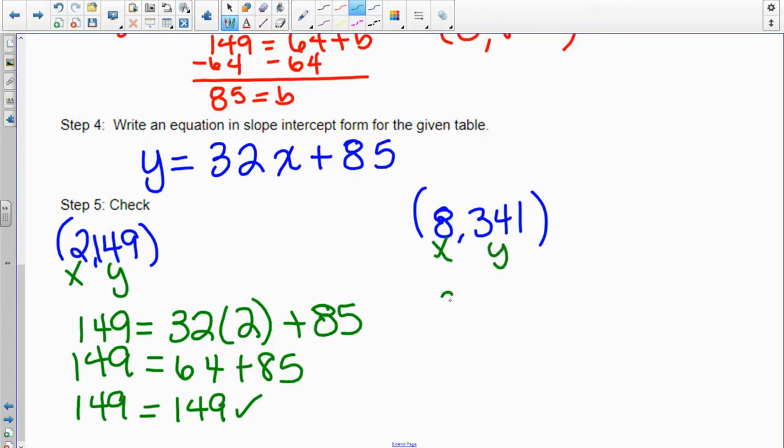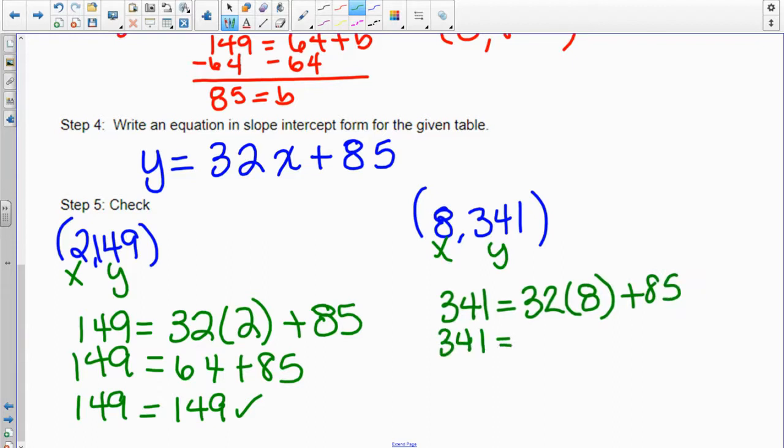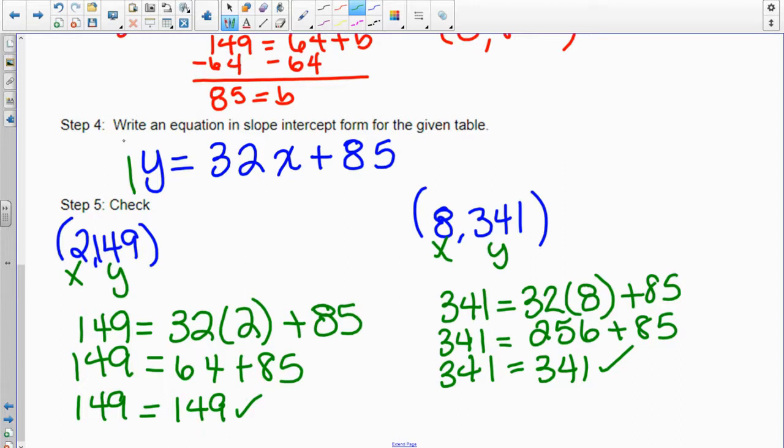So my y in this case is 391. We're going to take 32 times the 8, because that's my x value, and add 85. So 32 times 8 is 256, add 85, and quickly do it in my head here, or you can check a calculator. It is 341. So both the points that I picked and both the points in that table do work. So I guarantee that this equation is the equation for the table.